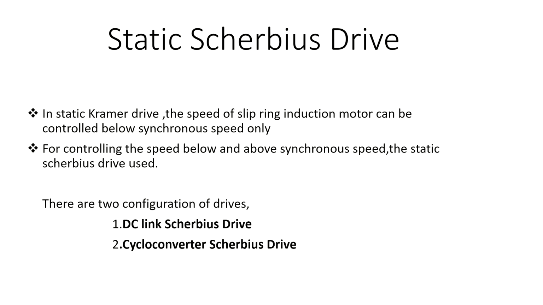Next is the static Scherbius drive. In the static Kramer drive, the speed of a slip ring induction motor can be controlled below synchronous speed only. For controlling the speed below and above synchronous speed, the static Scherbius drive is used. There are two types of static Scherbius drive: DC link Scherbius drive and cycloconverter Scherbius drive.